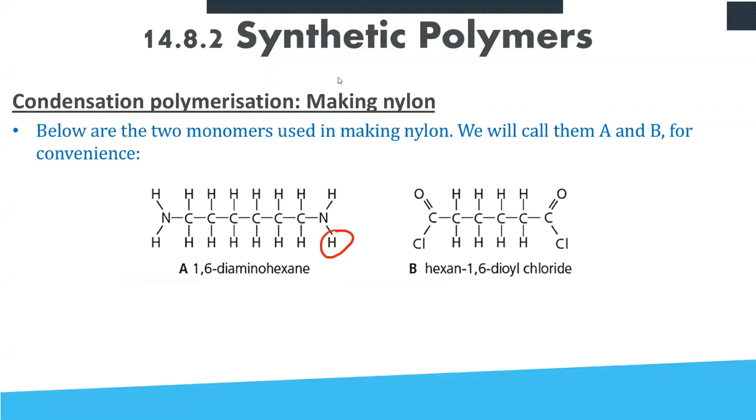If it is H from one amine, the H on the other side amine will also be removed. Then what about the other structure, the chloride structure? Which one will be removed? Is it the carbon oxygen double bond or the C-Cl that will be broken? Anyone? Can anyone tell me?